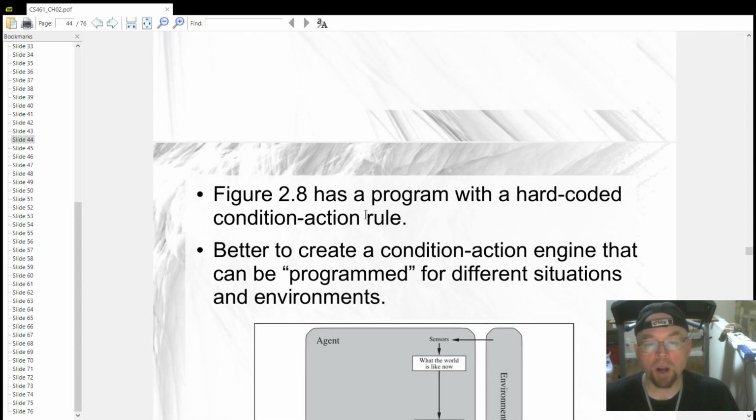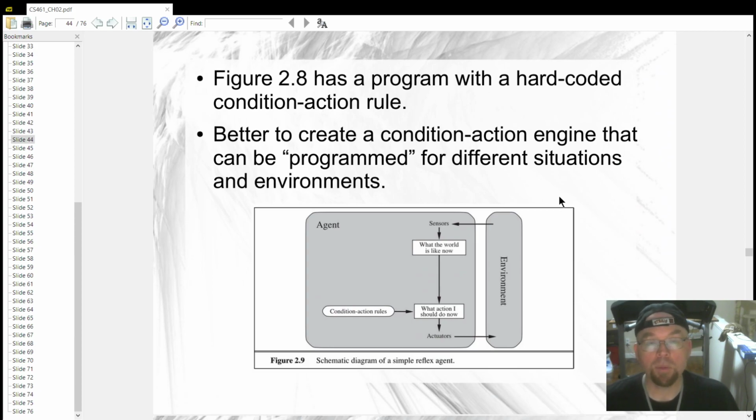But if you want to make it a little more modular, a little easier to update, if you want to be able to switch out behavior, write it in a modular fashion where you have a condition action engine. That engine can be programmed for different situations, different environments. You might have a robot, and depending on where it's going to be performing its duties, maybe there's some firmware in there, and you flash update the firmware with a different condition action engine module, so you can customize how that particular agent behaves.